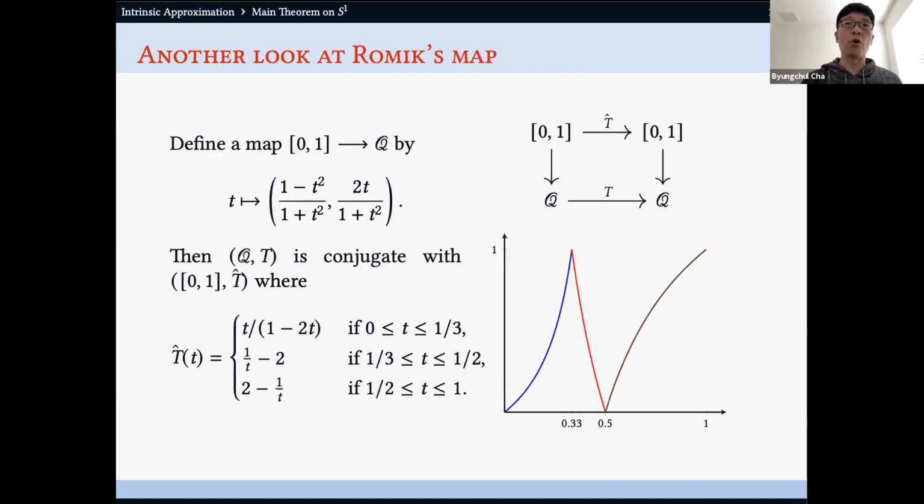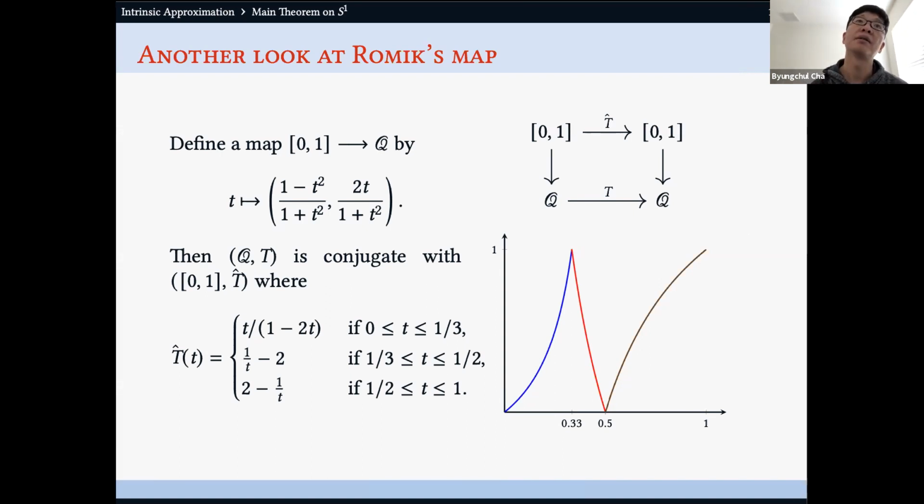So if you conjugate the quarter circle into a unit interval, then this is what the graph of the map T looks like, okay? So remember, the usual Gauss map graph has infinitely many branches, which allows us to have infinitely many digits, but right now we have only 3 digits. So that's why we have 3 different inverse branches.